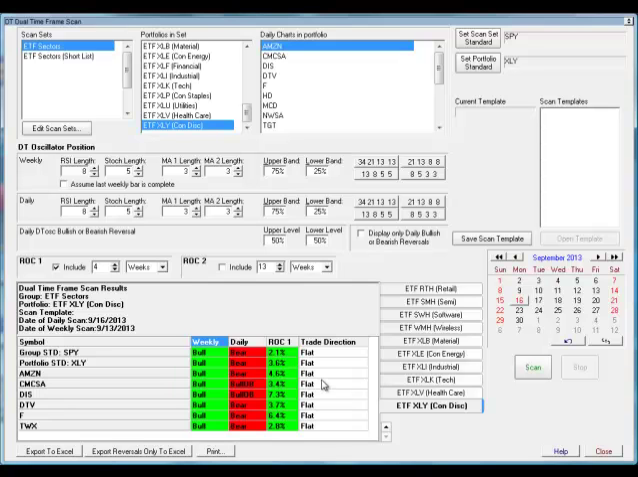So even though right today, as of the day of this scan, we would be flat all of these stocks, as soon as their daily momentums became oversold or bullish, then we would look for a long trade. Let's look at some of the other sectors.